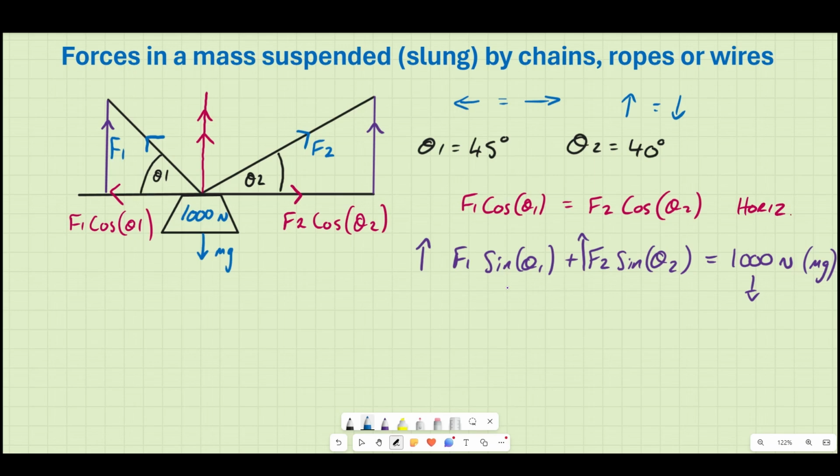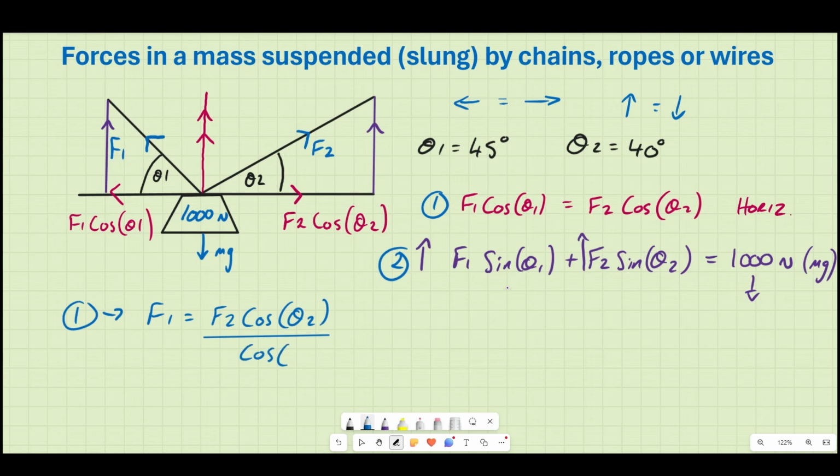So we've got two equations and a few unknowns. We know what the angles are, but we don't know what the forces F1 and F2 are. So let's start. I'll call this equation 1 and that equation 2. Let's rearrange equation 1. If you divide both sides by the cosine of theta 1, we end up with F1 equals F2 times the cosine of theta 2 all over the cosine of theta 1.